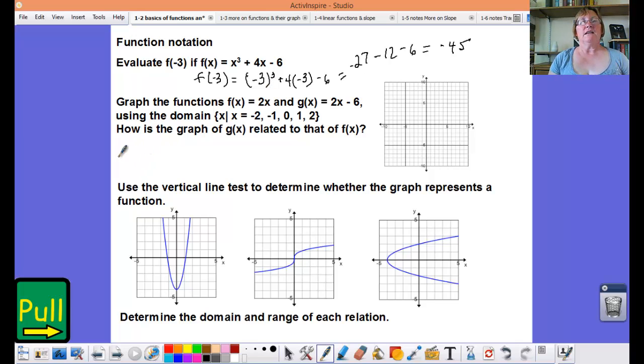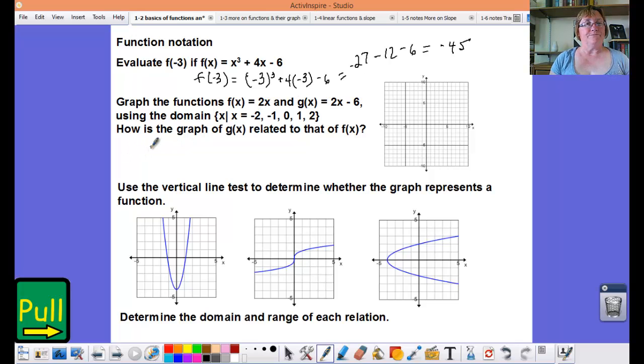The next question or activity also has to do with functions. Take a look at the two functions that are shown here. F of x equals 2x and g of x equals 2x minus 6. Before we graph these functions, folks, do you know how they're related? How will the graph of the second be different from the graph of the first? Well, let's find out. I'm going to ask you to pause the video, graph the line.